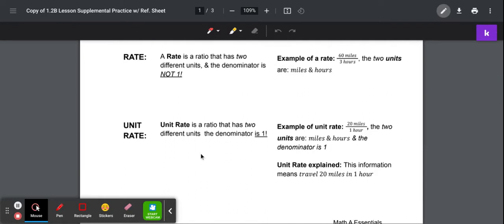Okay, we've talked about a unit rate, which is a ratio that has two different units. In this case, the denominator is 1. So that's why we call it a unit rate. An example of a unit rate would be 20 miles per 1 hour. Okay, the units are miles and hours, and the denominator is 1. Okay, so for example, 20 miles per 1 hour means that you can travel 20 miles in 1 hour.